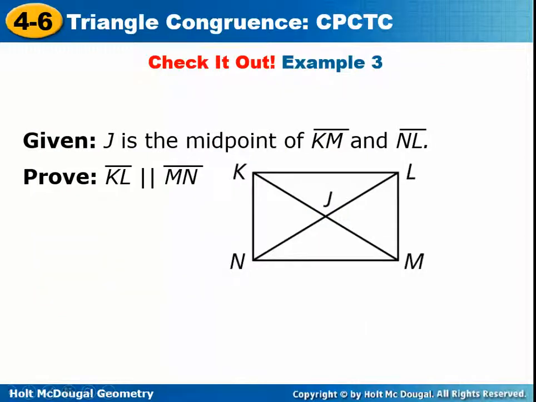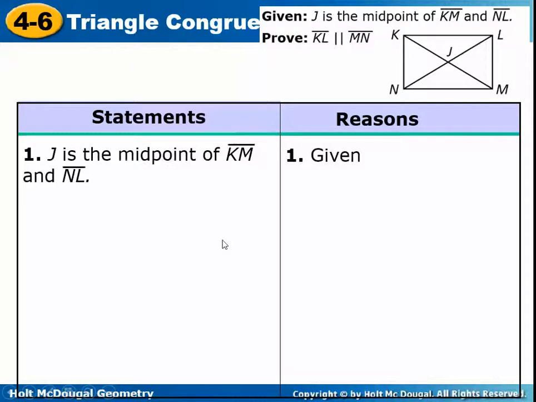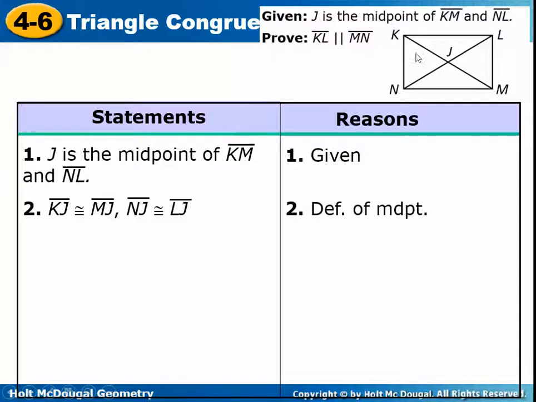Okay, in this example, we're going to try to prove that KL is parallel to MN. And to do that, we are going to start by putting down our given. Now this time we're using midpoint. Remember what midpoint is? Midpoint will break a segment up into two congruent parts. So KJ is congruent to MJ, and also NJ is congruent to LJ. So let's mark these over here. Congruent, congruent.